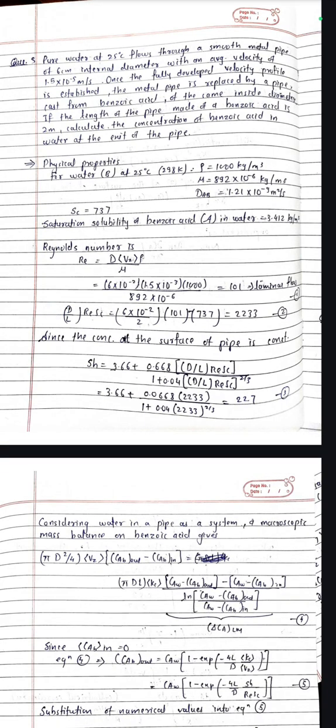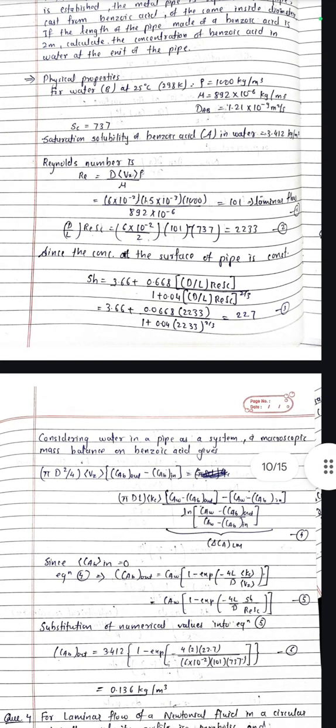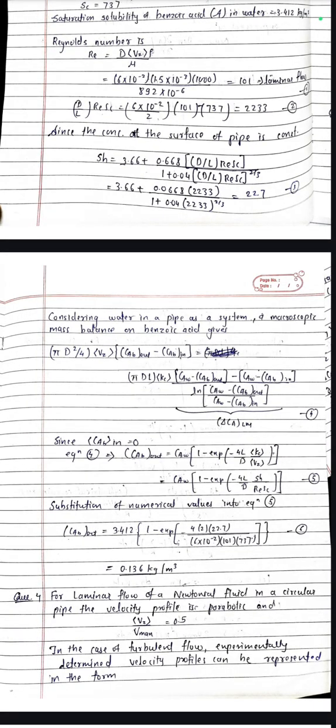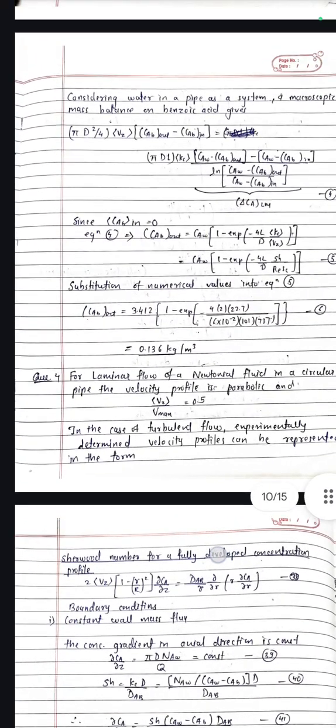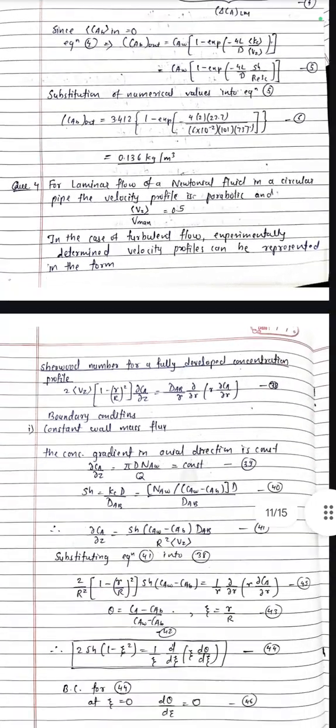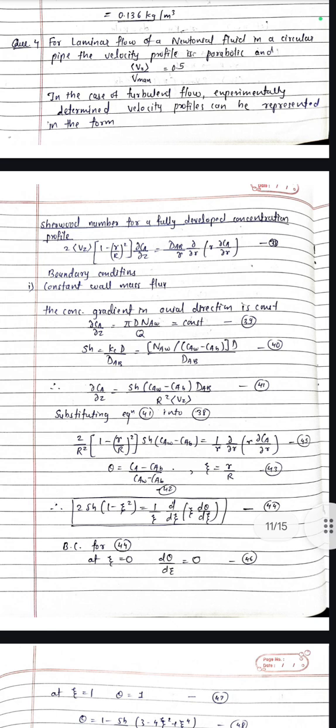D by L into Re into Sc, by putting the values, we get 2233 as our answer. Since the concentration at the surface of the pipe is constant, we get this. We get the Sherwood number as this. This equation is obtained by derivation of the Sherwood number for a fully developed concentration profile.